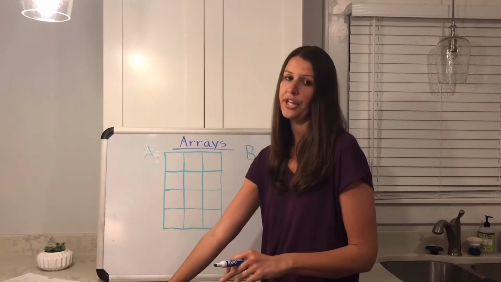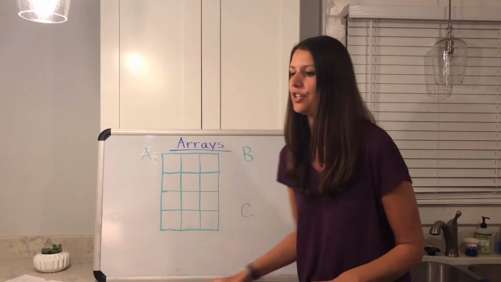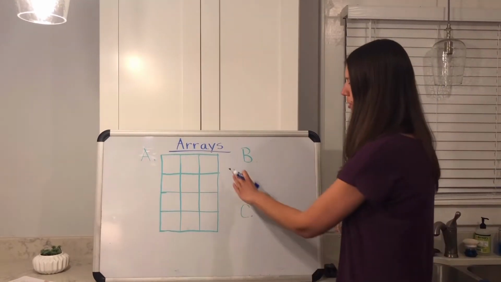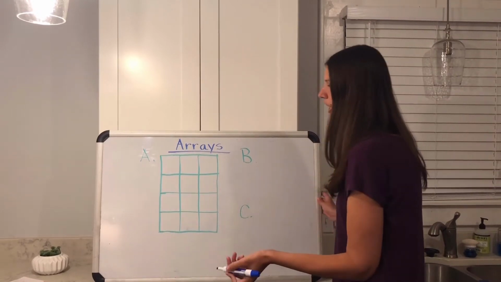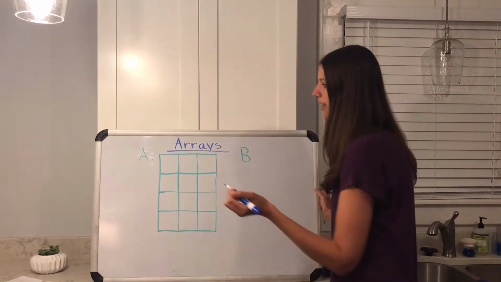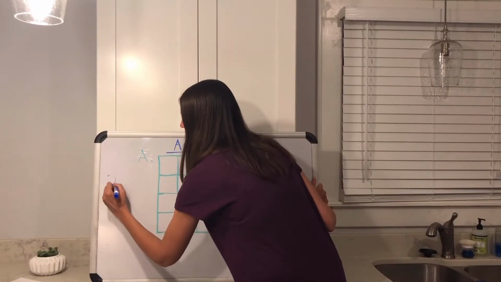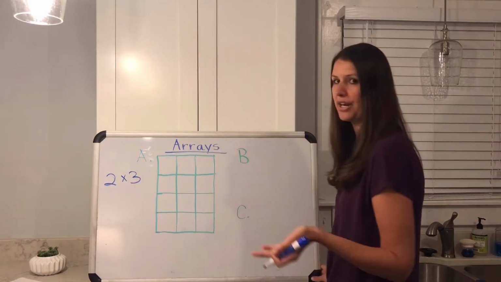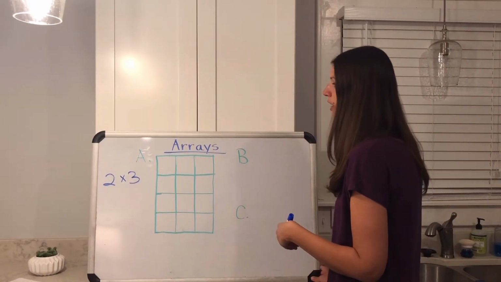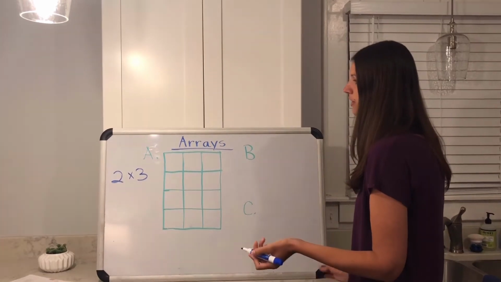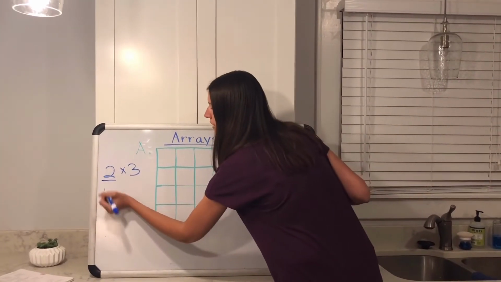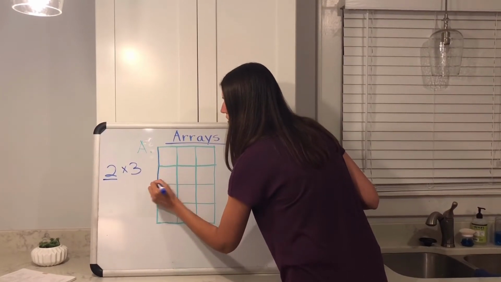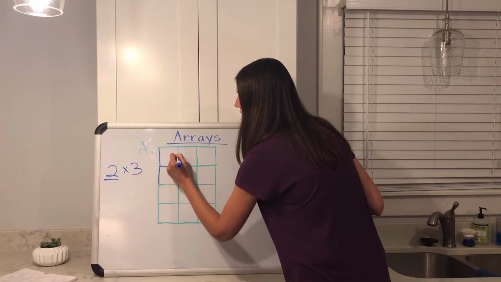So these look like arrays right now, but what you're going to do is you're going to be shading in a specific array for each one. So I've drawn the picture of what letter A looks like. The array that we're going to find for letter A is going to be 2 times 3, or the other way to say it is 2 rows of 3. So how I do this on the worksheet is my first number is going to tell me the number of rows. So I know I'm going to do 1, 2 rows, and I'm going to trace those first 2 squares.